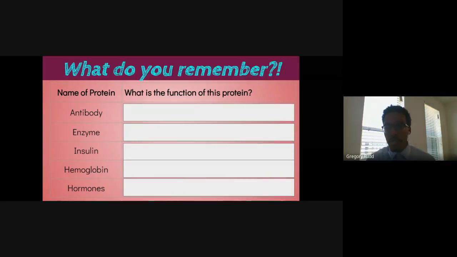An antibody is a protein, but what does it do for us? What do antibodies do for us? Any ideas? It's really a hot button topic right now because of COVID-19.